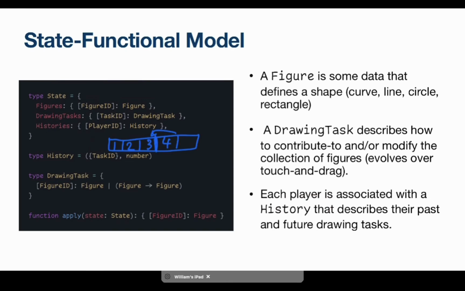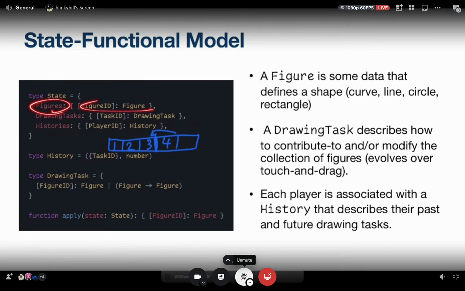So in the state, each player has their own history of the actions they performed. You should think about these drawing tasks and these histories as the most recent things that happened. This shouldn't be too large, because at a certain point it becomes expensive. Everything here can be undone and redone quite easily. But at the stage when your history becomes too full, we want to commit it to the state of figures so that the change you made exists forever and you can't undo or redo it.